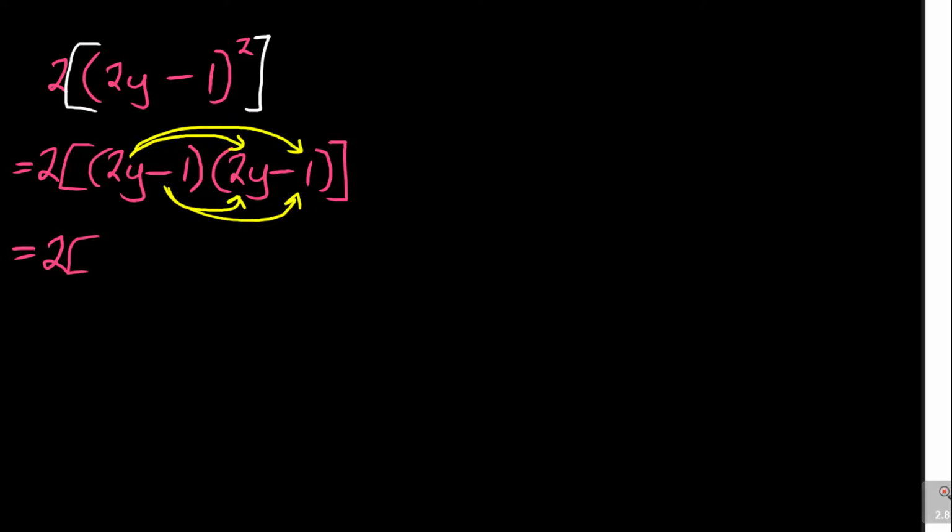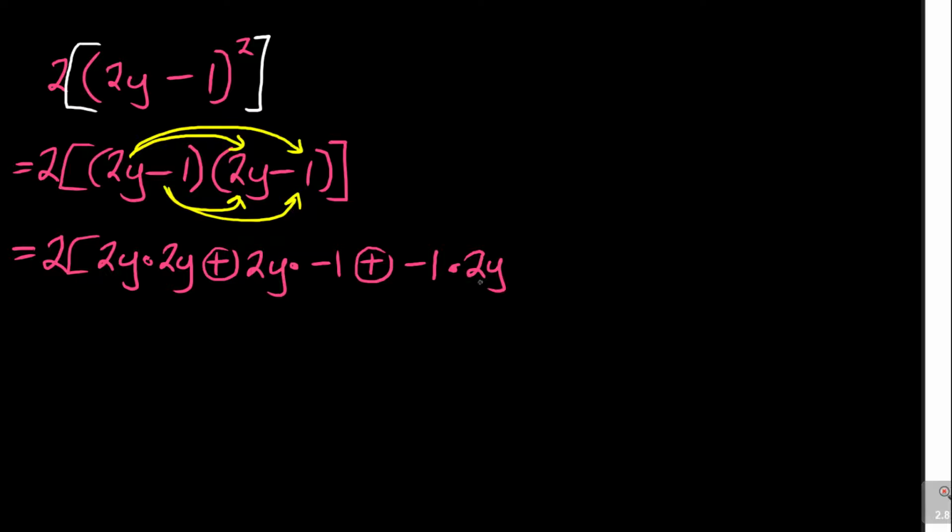You still remember now? That's the FOIL, whereby you are saying 2y times 2y. And then next one, always take out a positive. Remember, it's 2y times negative 1, and then positive. The moment you move on to multiplying with the next item, always put a positive in between. So it's negative 1 times what? 2y, and positive negative 1 times negative 1. And then you close, which is equal to 2.